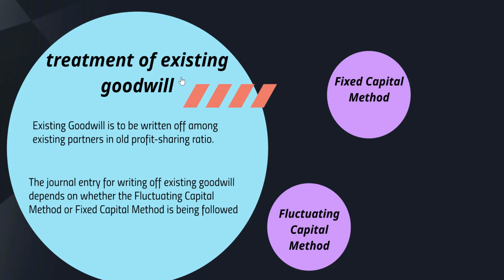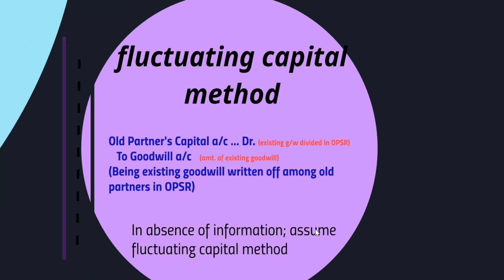The journal entry for writing off existing goodwill depends on whether the fluctuating capital method or the fixed capital method is being followed. So let's begin with the fluctuating capital method. This method is to be assumed in the absence of information. The journal entry for writing off existing goodwill is: old partners' capital accounts debit in OPSR to goodwill account.